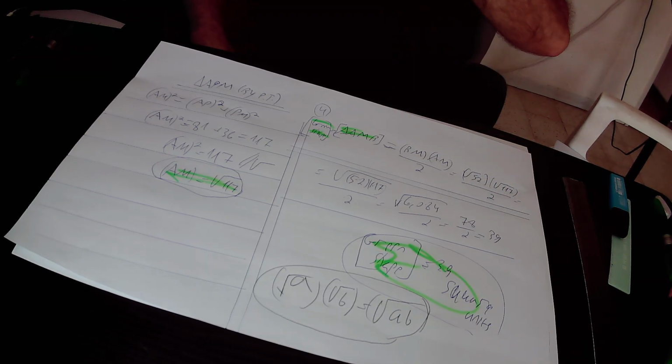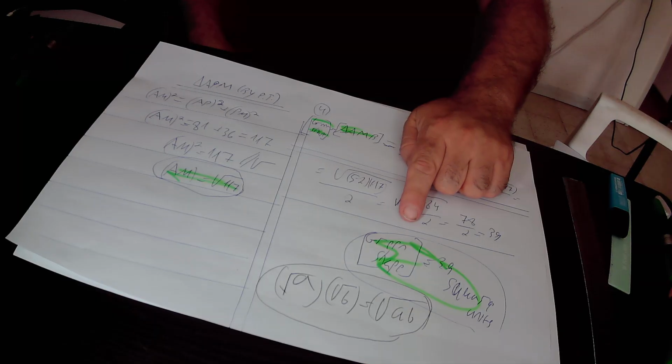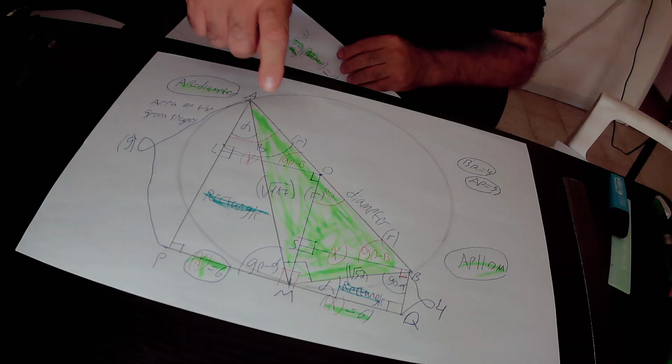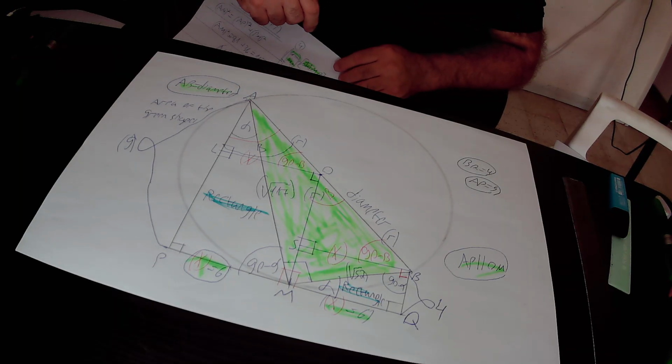So in total, the answer to this question, the area of the green shape, equals 39 square units in size. Again, the area of this green shape is equal to 39 square units in size.